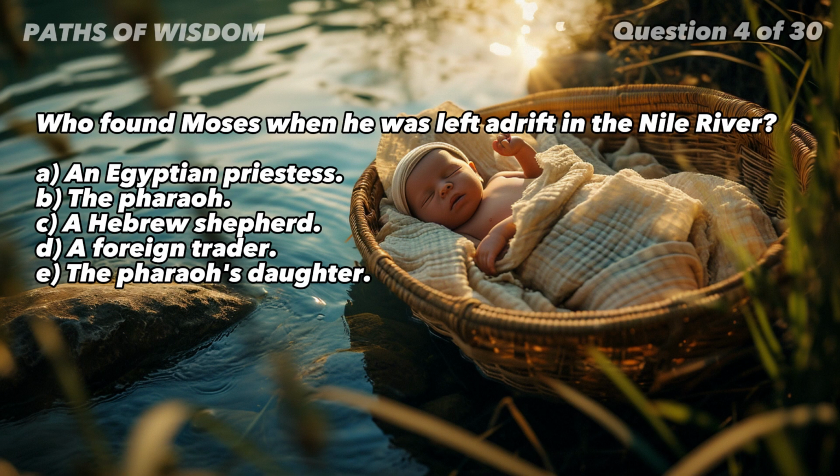Question 4. Who found Moses when he was left adrift in the Nile River? Option A. An Egyptian priestess. Option B. The pharaoh. Option C. A Hebrew shepherd. Option D. A foreign trader. Option E. The pharaoh's daughter.